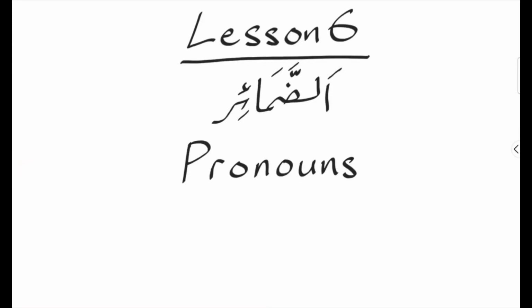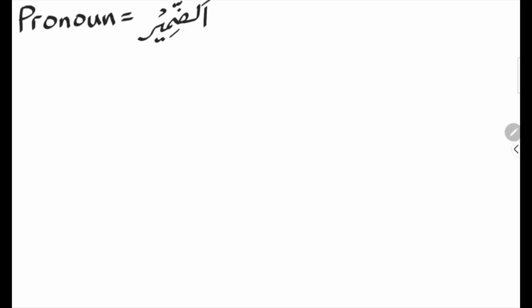In this video, I will be focusing on pronouns. Pronouns are basically words that refer to nouns and replace them to avoid repetition of nouns. For example, he, she, it, them, etc. In Arabic, a pronoun is called ضمير. The plural for الضمير or ضمير is الضمائر.